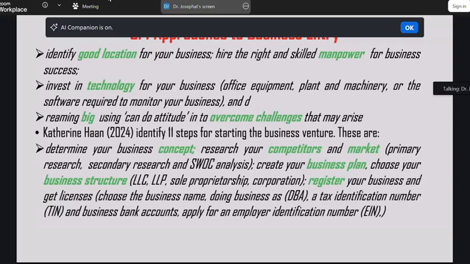ya ujasiriamali. So in order also to identify the good locations for your business, hire the right and the skilled manpower for business success. Hapa kwenye location pia ukiangalia wajasiriamali wengi katika mazingira yetu wana fail. How do they fail? People always find the cheap locations ambako hakuna customer kabisa. Unakuta location ambayo haina customer at all.